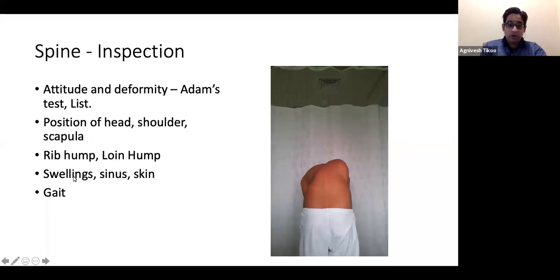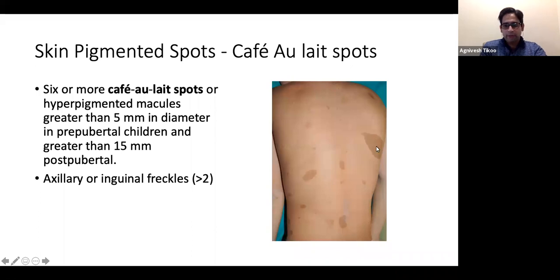So you also comment on any swellings. You have to visually analyze the sinus parts or tracts which may be there. Comment on the skin, and you have to know this. These are the things which are called cafe au lait spots. So these cafe au lait spots are classical of neurofibromatosis. They may be there in other conditions also, but they have a tendency to be found in neurofibromatosis. And very essential that if the patient is dark skinned, you cannot see cafe au lait spots. So to see the spots of this color, you need to have this color of skin. So dark skinned cannot be assessed for cafe au lait spots.